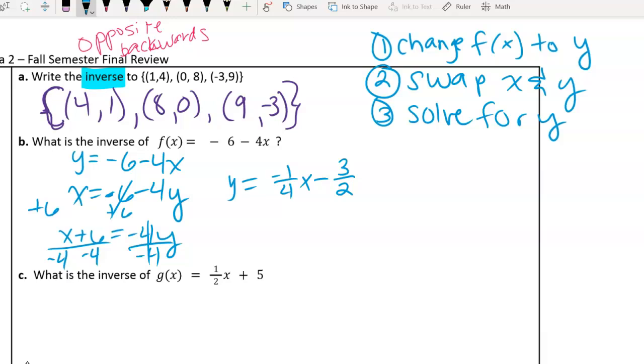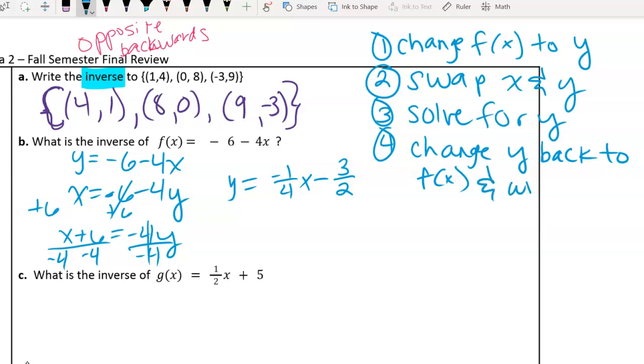All right, and our very last step that is very important to remember is to change y back to the original function, whatever you called it, whether it was f of x, g of x, maybe it was already y, whatever it was, just change it back. I'm just going to say change back to f of x and write in inverse notation.